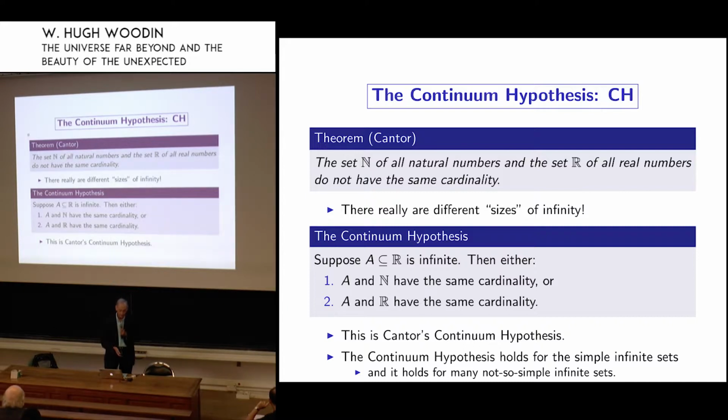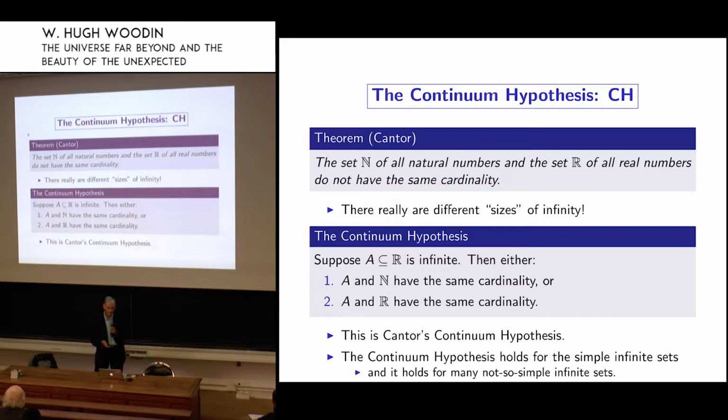The formulation just says that if you have an infinite set of real numbers, either it can be matched with the natural numbers, it's countable, or it can be matched with all of the real numbers. No intermediate cardinality. And that's Cantor's continuum hypothesis.